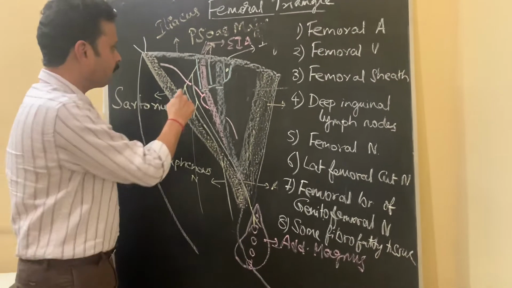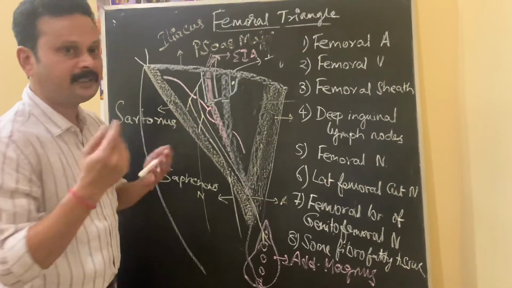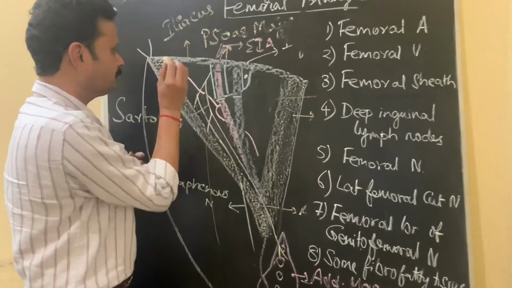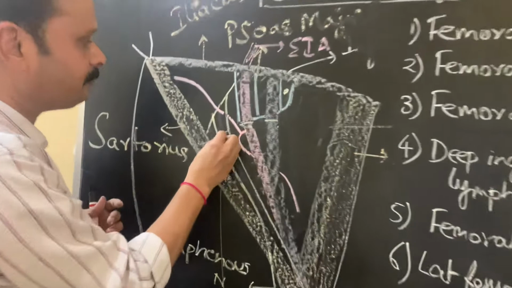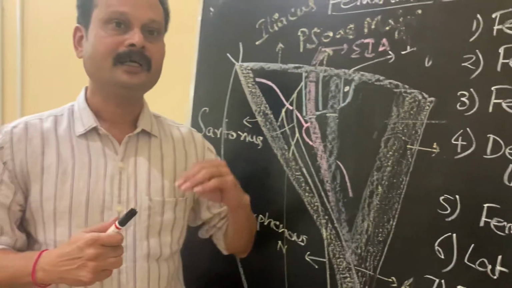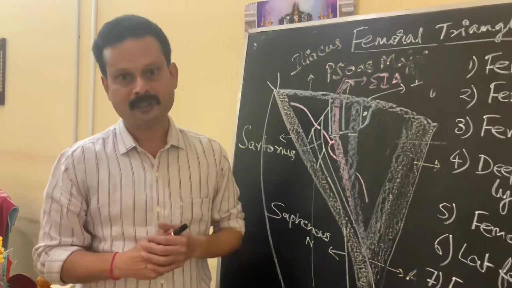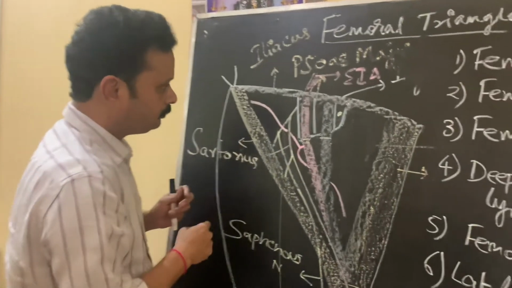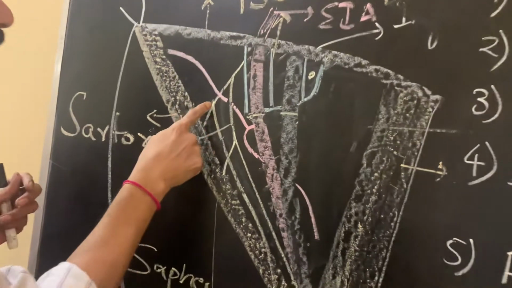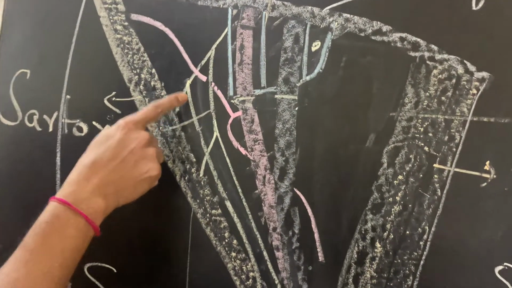The third branch of the anterior division is a muscular branch to the sartorius muscle. So the sartorius muscle is supplied by the anterior division of the femoral nerve. Now this is the posterior division. The posterior division gives off one cutaneous branch.